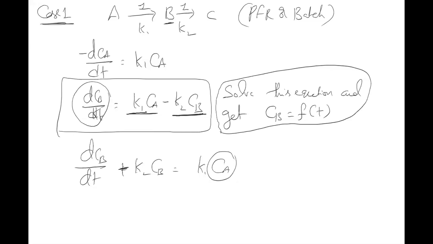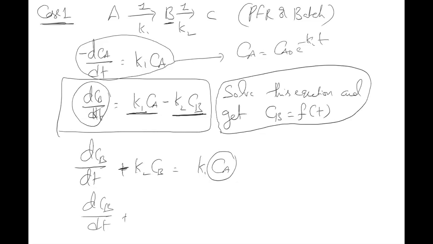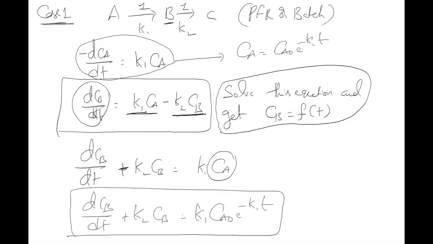How CA varies with time: if we solve this equation, CA is equal to CA naught into e power minus K1T. Now substitute this value here. So now dCB by dt plus K2CB is equal to K1 into CA naught into e power minus K1 into T. You need to solve this equation. How do you solve this equation?